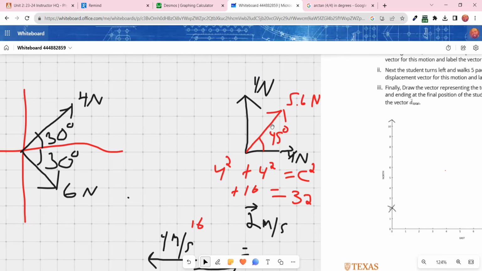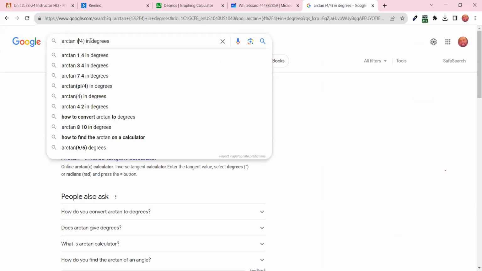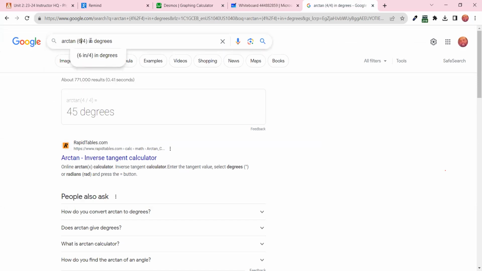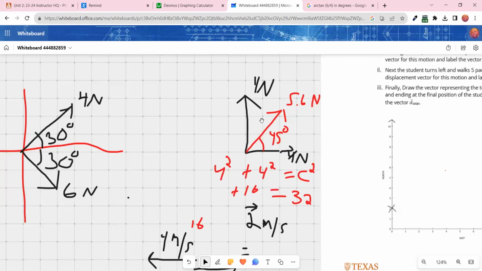Question: if it were 6 newtons on the y and 4 newtons on the x, do you think this would be greater than 45 degrees or less than 45 degrees? Less. Yeah. Okay, so let's see. We said 6 on the y, right? And 4 on the x. That's 56 degrees. All right. So that's more than 45.